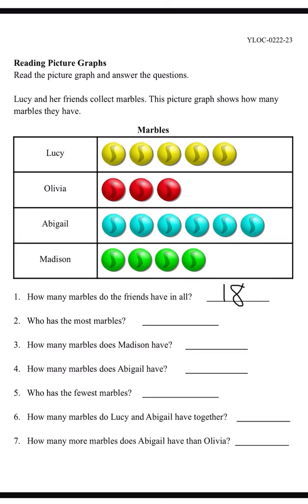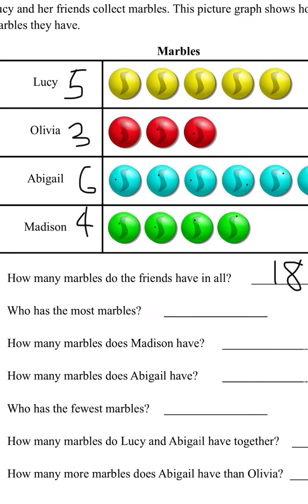Let's write down how many marbles they have next to their names. So here, Lucy has 1, 2, 3, 4, 5. We're gonna write 5, and then Olivia has 1, 2, 3, so 3. Abigail has 1, 2, 3, 4, 5, 6. And Madison has 1, 2, 3, 4. So who has the most marbles? It would be Abigail. So we write her name. Abigail.